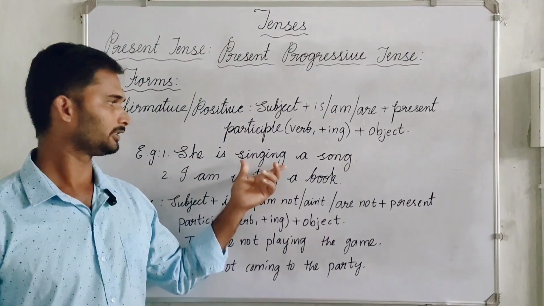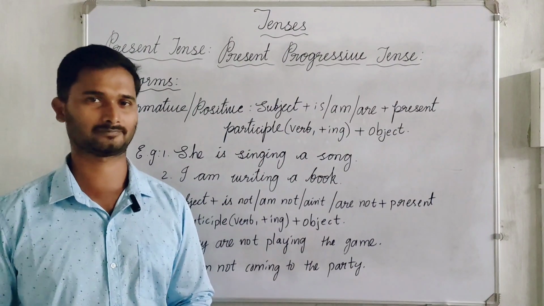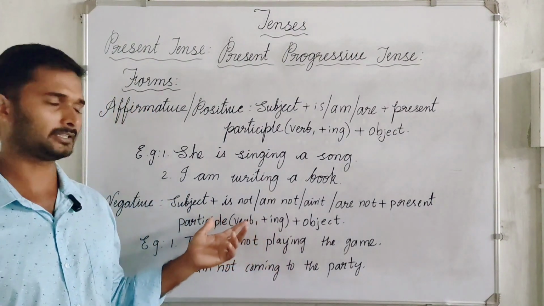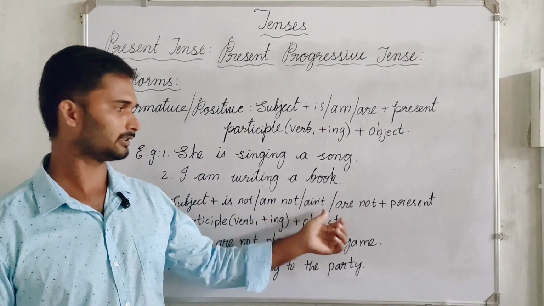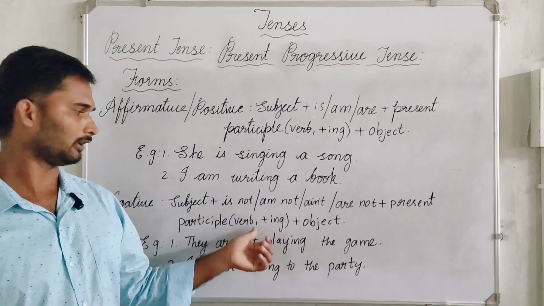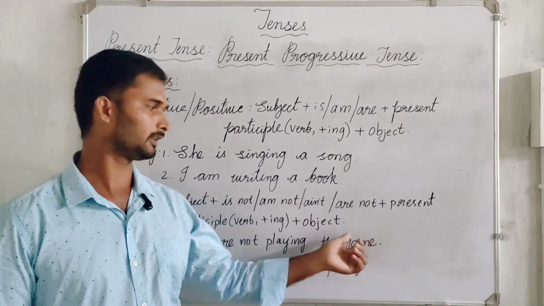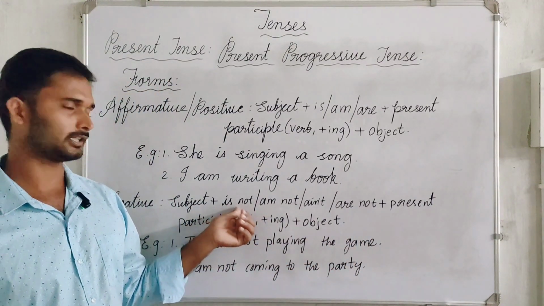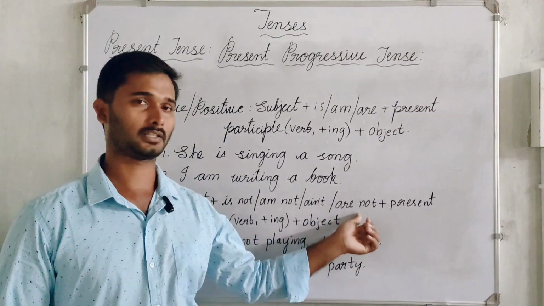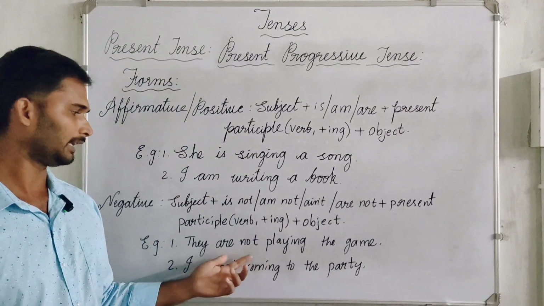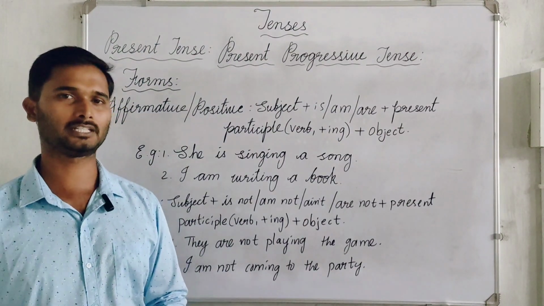Here are some examples. She is singing a song and I am writing a book, which shows an action is being continued. Now we will learn the syntax of present progressive negative form. Subject plus is not, am not, are not, plus present participle, or we also call it verb form 1 plus ing form, plus object. At the end of it, a full stop is added. The short forms: is not, isn't; am not, ain't; are not, aren't. Here are some examples. They are not playing the game. I am not coming to the party, which shows the continuous process.